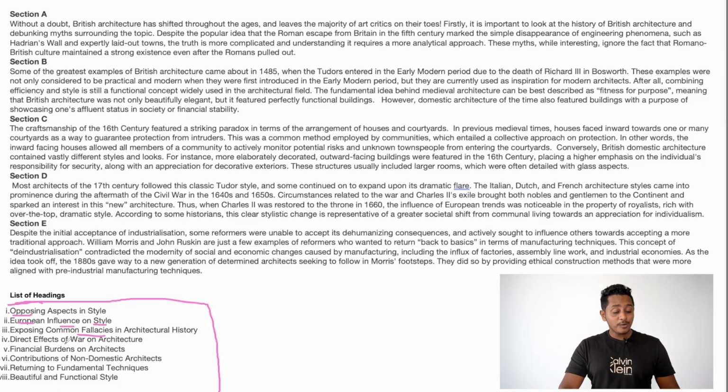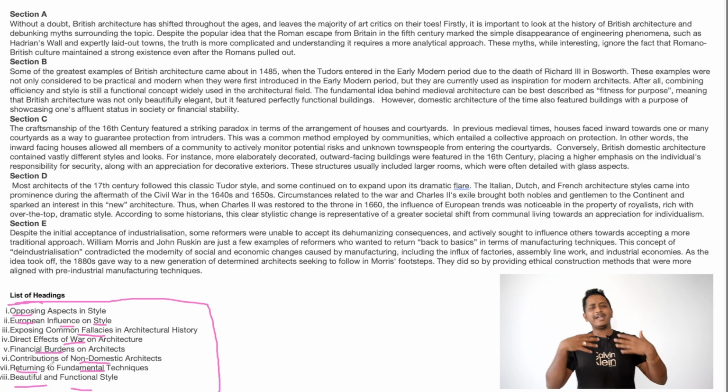We have direct effects of war, okay, related to war. I'll be a little careful. Financial burden, money-wise a problem, that is the paragraph. Contributions of non-domestic. Non-domestic means not local, non-native. Returning to fundamental, return. I went there, but I'm returning back, falling back to fundamental, meaning old techniques. Beautiful and functional style. I have some idea. Common fallacies or opposing styles, European influence and war, some burden on the money, and then contributions of non-native architects, returning back to the fundamental, the basic, and something that talks about beauty and the basic style.